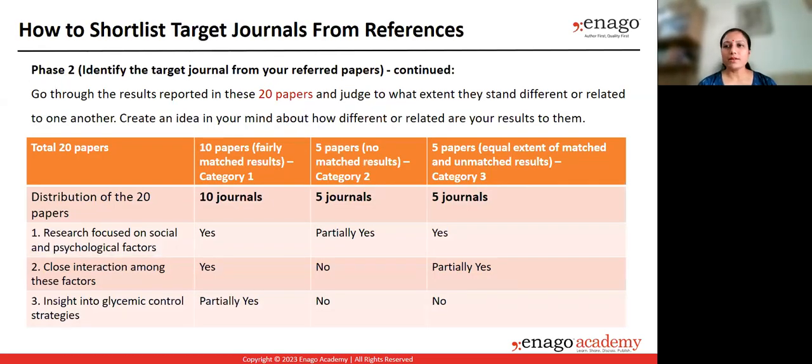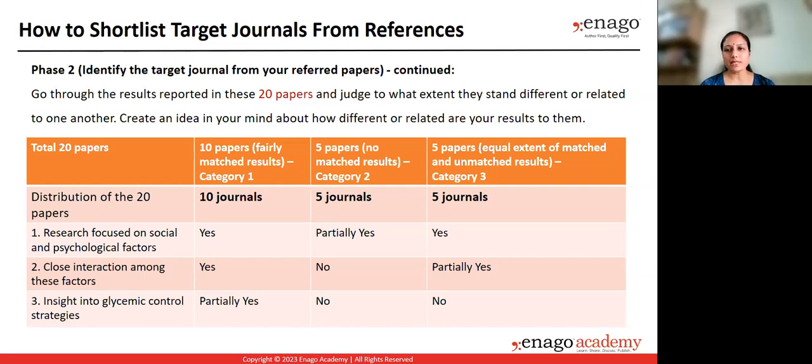We now proceed ahead with phase 2, where we continue with our target journal search. We started with the 20 papers filtered in the first stage. At this point, we request the authors to please go through the results carefully in these 20 papers and judge to what extent they stand different or related to one another. In this way, you will be able to create an idea in your mind about how different or related your result details are in comparison to these papers.